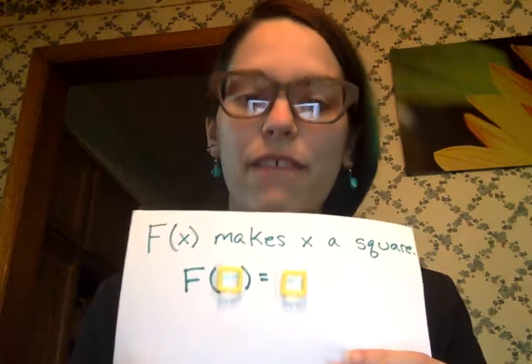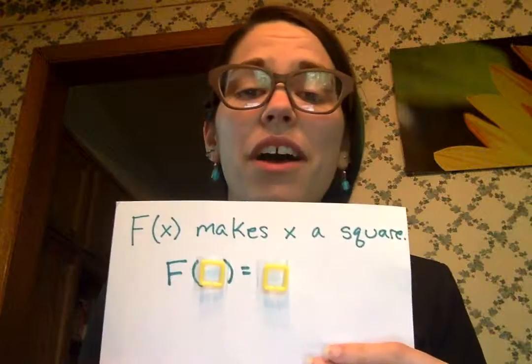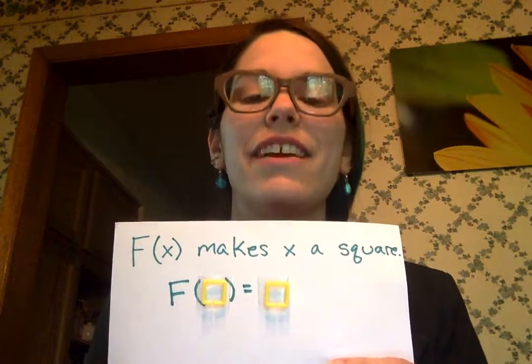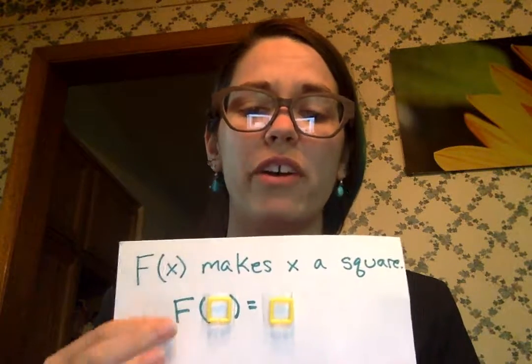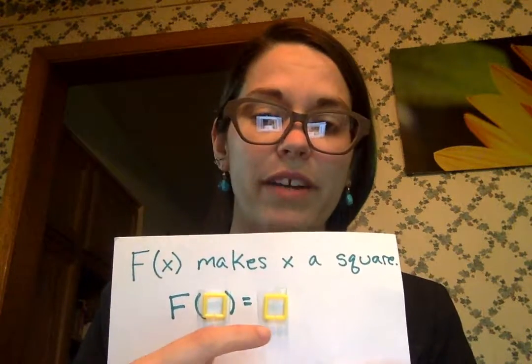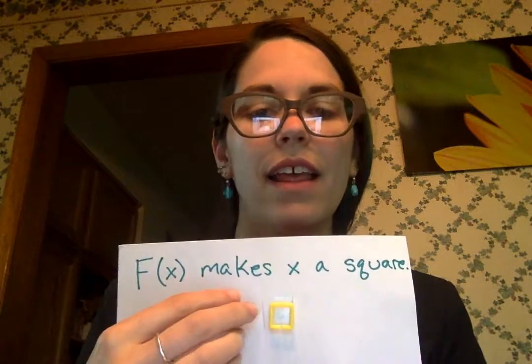There's no problem with that. The function doesn't have to change anything. It was already good enough. The function's just here to make sure things are square. It does the same thing to everything, makes it a square. We take a square, we make it a square, still a yellow square.